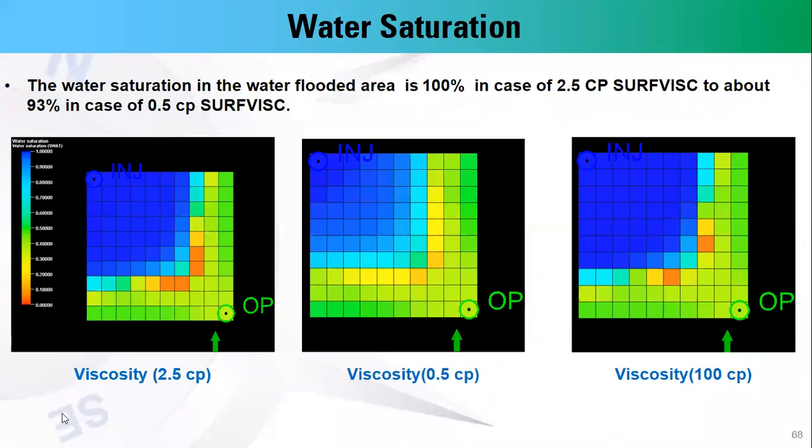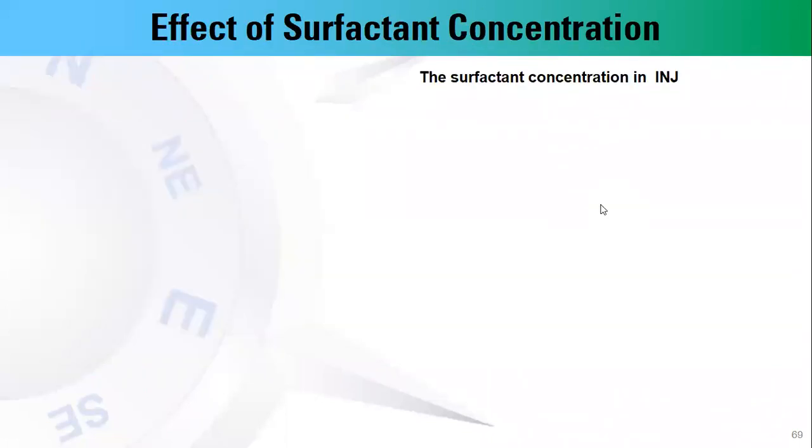This is the water saturation at different surfactant viscosity. The high surfactant viscosity shows a clear transition between the grid cells of 100% water saturation and grid cells of residual oil saturation. So increasing surfactant viscosity will improve the displacement process and reduce the residual oil saturation.